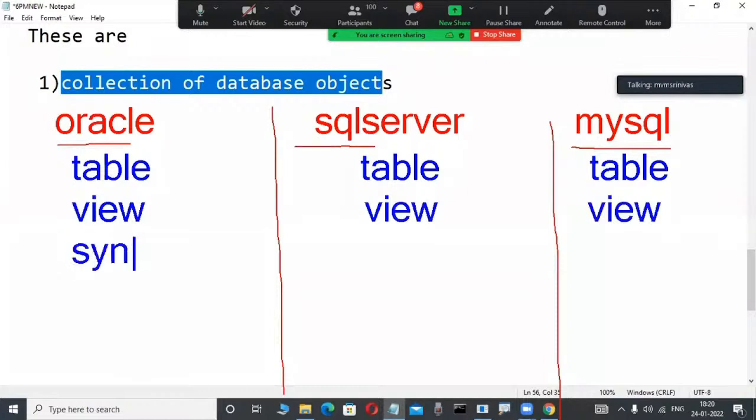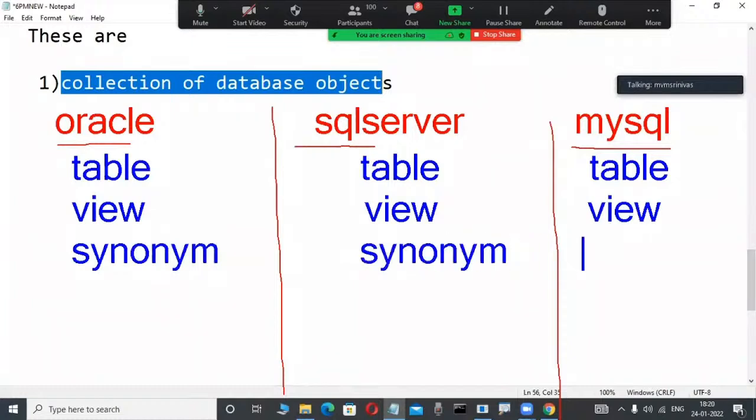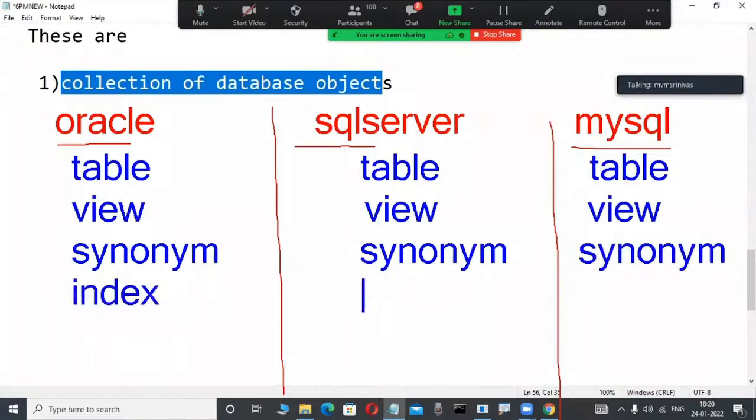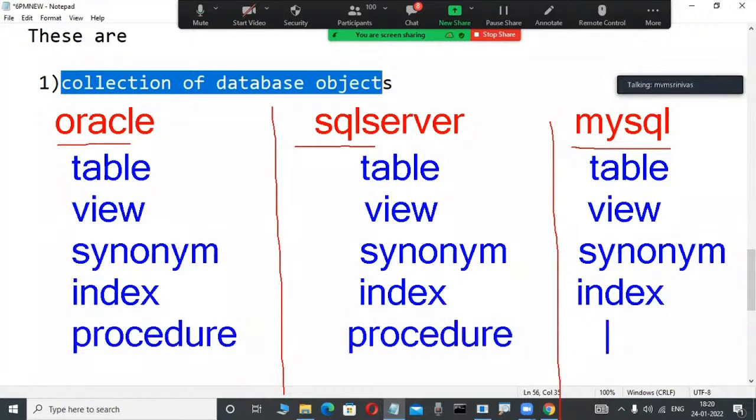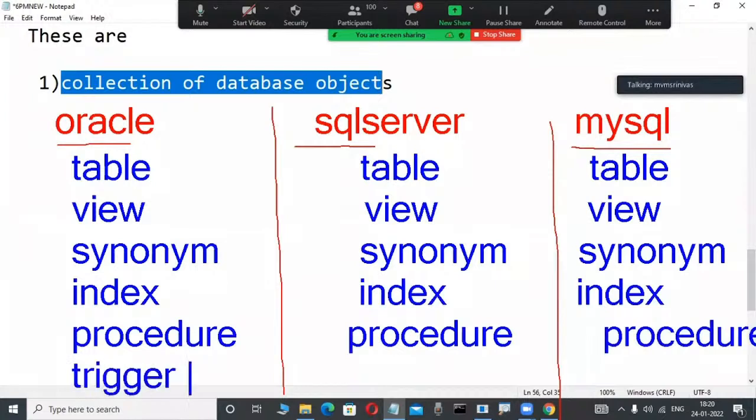A synonym is a database object. What is a synonym? What is a view? We are learning them in our course, don't worry. Synonym is available here also. An index is there in all of them. These are called objects, with some terminology and big concepts. A procedure is available in all of them. A trigger is also a database object, and it is there as well.